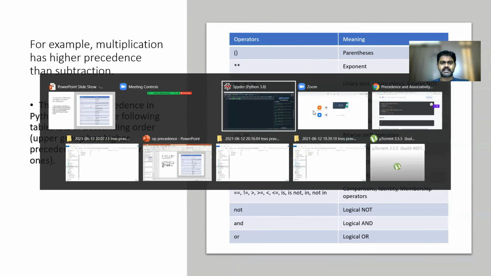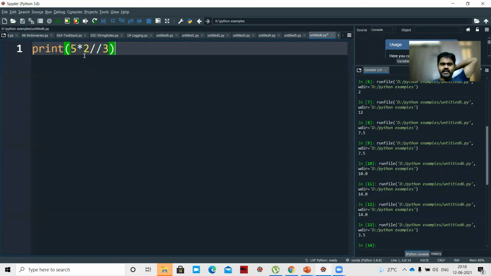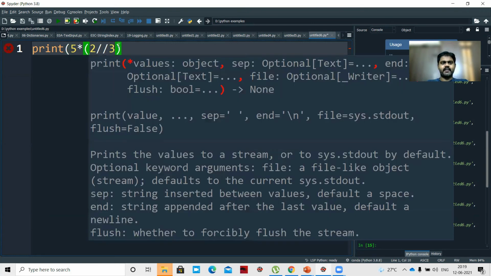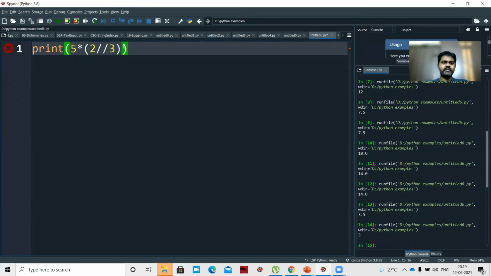Okay, so let's see here 5 into 2. Left to right associativity, first 5 into 2 will be evaluated. 5 into 2 is 10. So 10 floor division 3, in brackets 10, we'll get 3, since 3 3s are 9. So if you execute this, we'll get 3 as a quotient. Now if we give a parenthesis here, you can observe, we'll get 0.